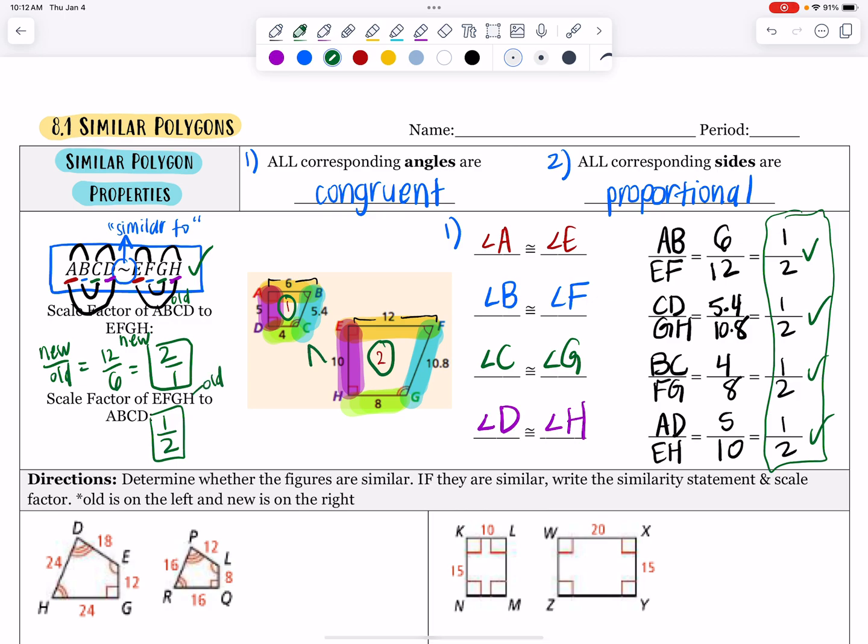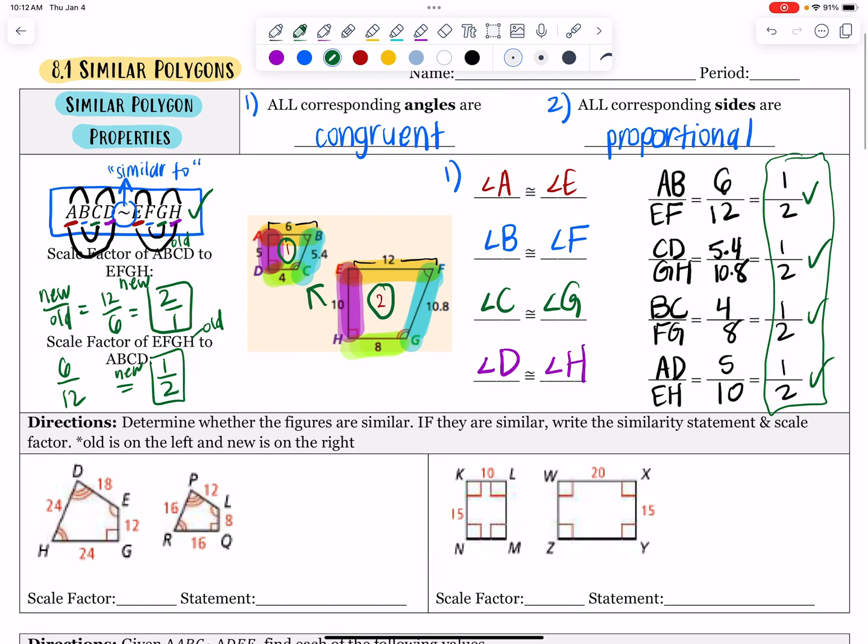So if I went the opposite way, the old one would be EFGH. So if I went backwards and went this way, it'd be getting smaller. And so I could find pieces. I could go, okay, 6 over 12, and this would be the new piece. 6 over 12 is 1/2. Okay, so if I'm going left to right, I'd say that that's double. If I'm going from right to left, we'd say that that's half.